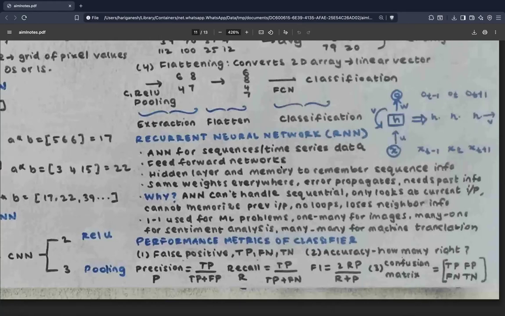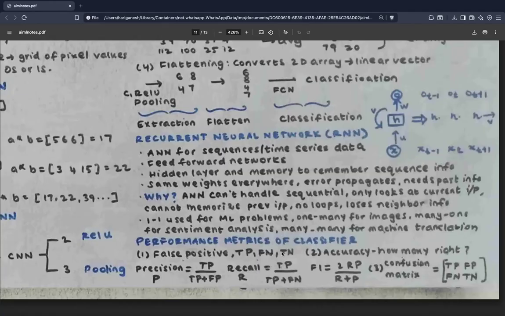Why is this different from ANN? ANN can't handle sequential data, it only looks at the current input, cannot memorize previous inputs, it doesn't have any loops, it loses neighbor information. So this is a common question, difference between ANN and RNN. So it's something to keep in mind.